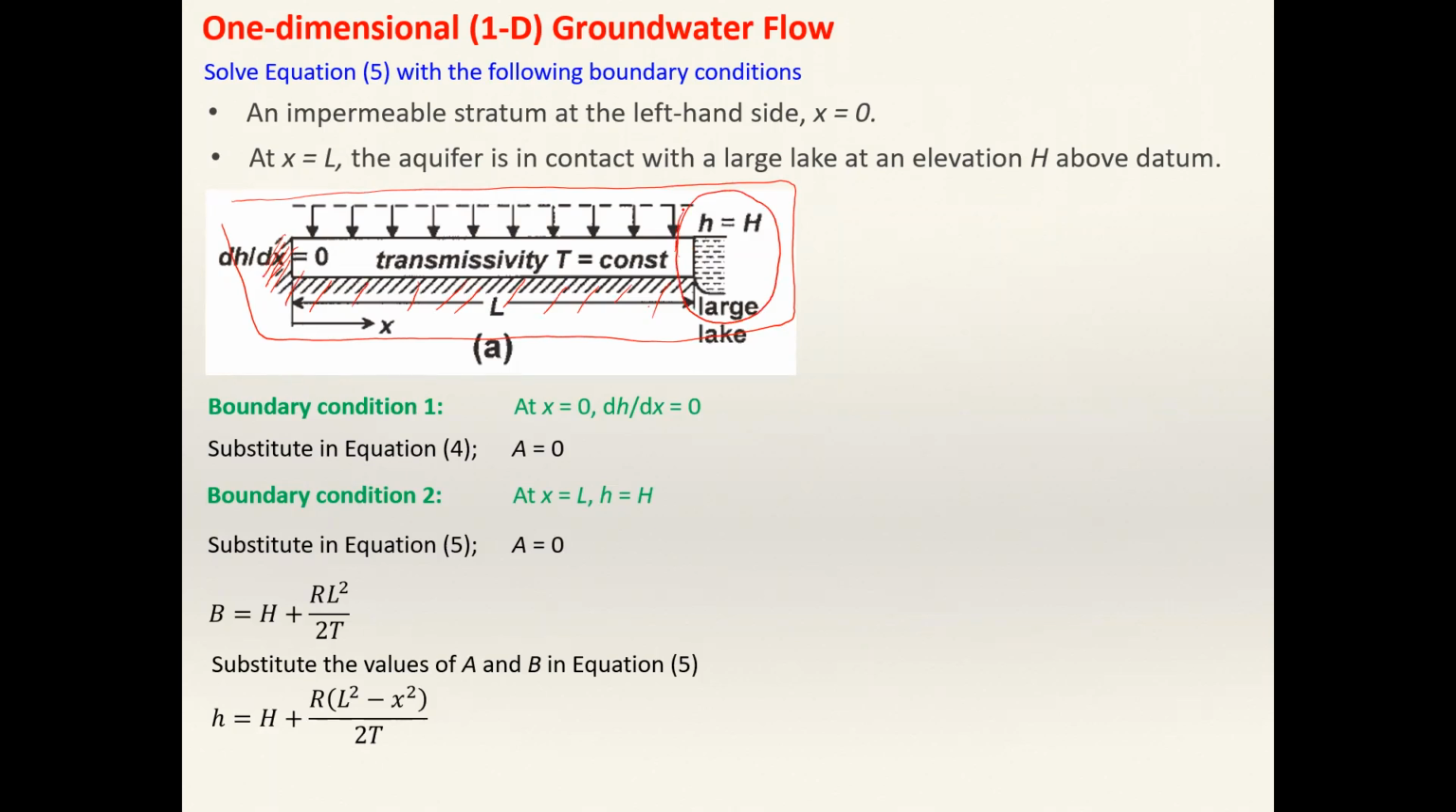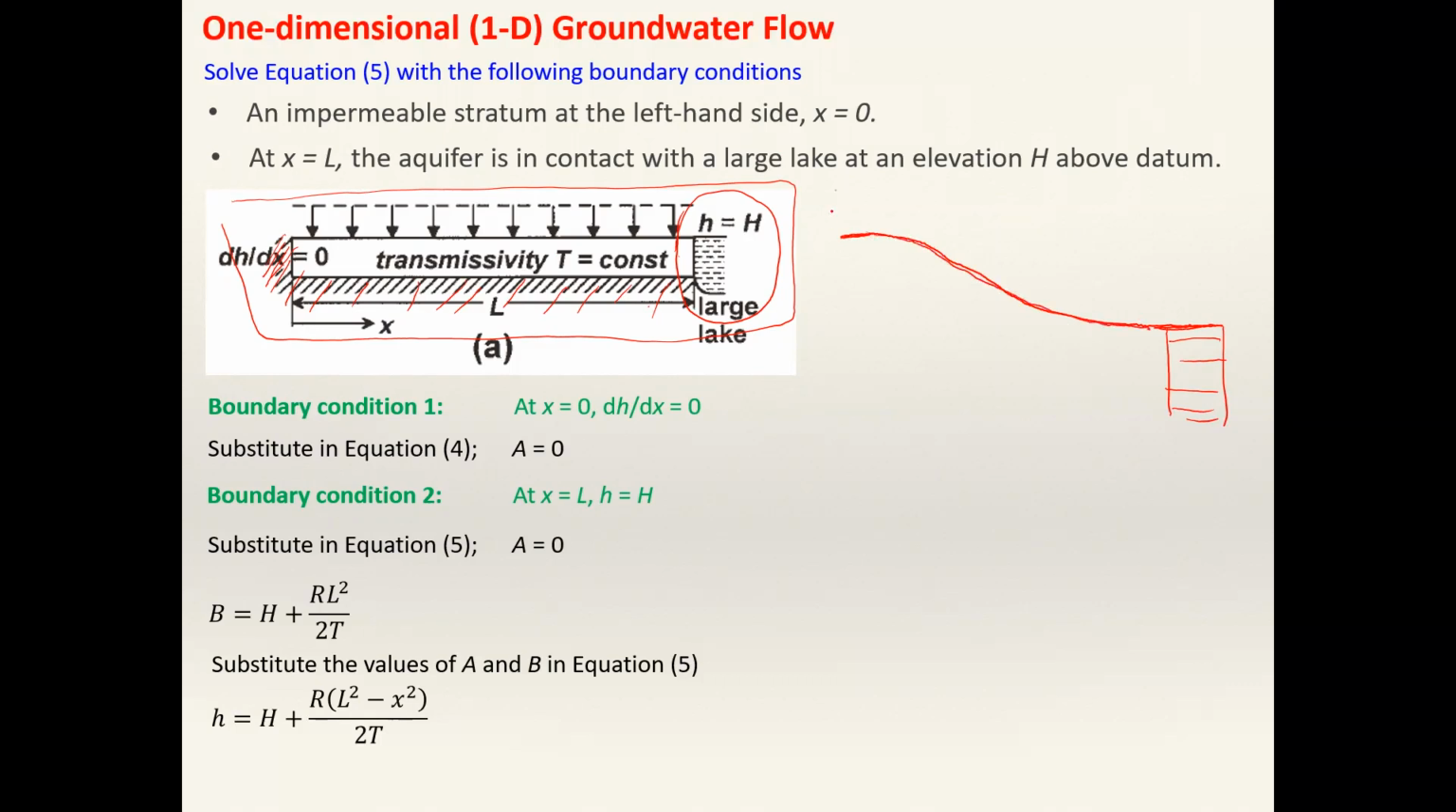If you have a lake, what happens? This hydraulic head becomes constant at the lake. Therefore, we have this uniform recharge coming from the top, so that the water table or the piezometric head changes like this. This is the lake level, the water level in the lake. Because of the uniform recharge, the piezometric head increases like this.